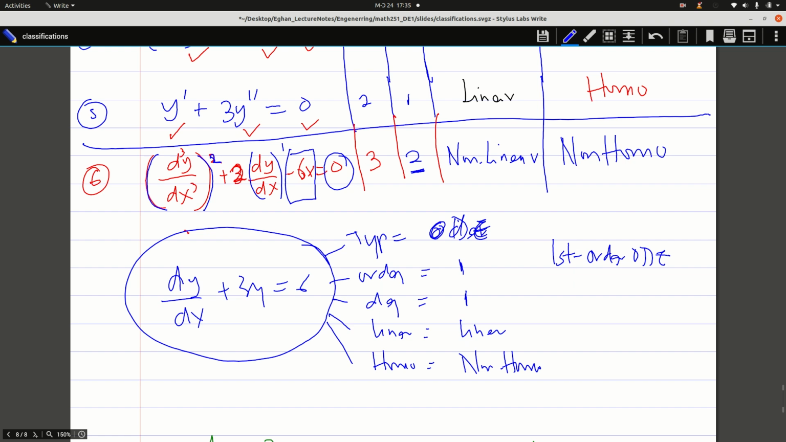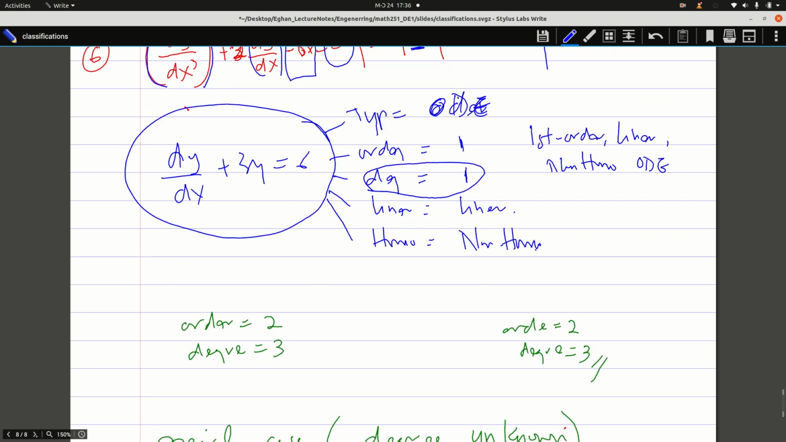No, let me just say it well. It is a first order linear non-homogeneous ODE. Yeah, that's how we write them. The order comes first. Forget about the degree here. The order comes, then linear, homogeneous, then the type. That is how you say the entire thing.